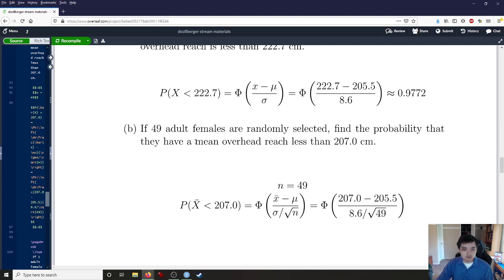Matching up the wording with the notation, mean overhead reach, the word mean is synonymous with average, and notation wise, that's x bar. Less than 207, that's expressed by this inequality here. And then to handle the notions of calculating a probability as an area under the bell curve, we plug in these numbers into our phi function.